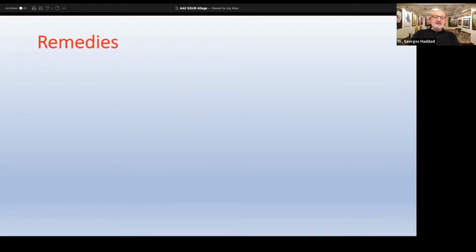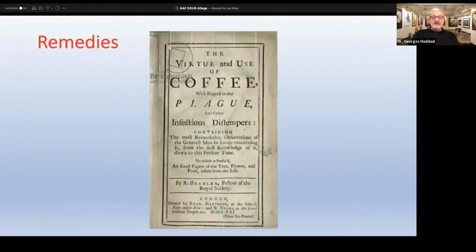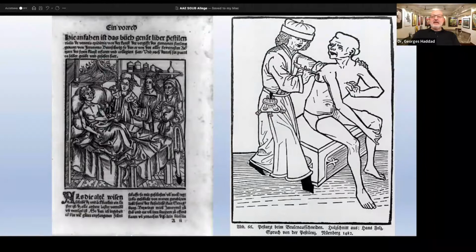Let's talk about remedies. I mean, the best remedy for me remains coffee. Anybody who knows me knows that I'm a coffee addict. But the real remedy was actually lancing the boil. You had to open the boil surgically, open it.